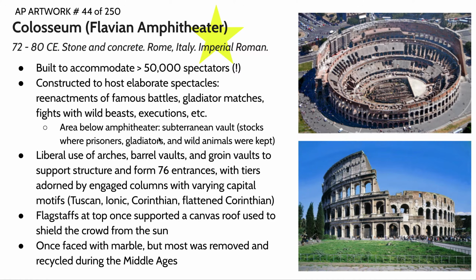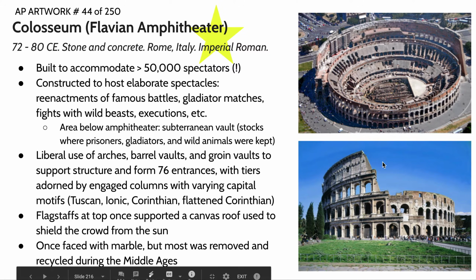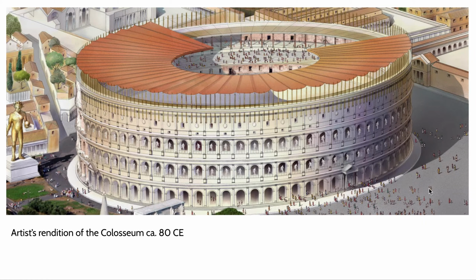So the Colosseum was once faced in marble. A lot of it was removed and recycled during the Middle Ages. This tends to happen with a lot of older buildings that are faced in nice material. People just show up and they're like, this is nice marble, I guess I'll take it. So that's why it's in such a state of apparent disrepair, is that people were coming in and taking pieces of the marble away.